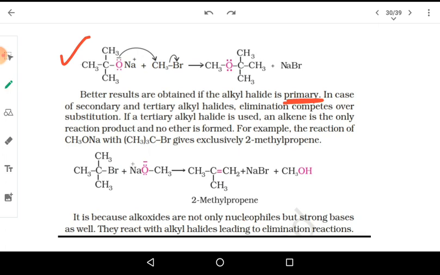Better results are obtained if the alkyl halide is primary. This is important. If we have a primary alkyl halide, then the result is better. But if we are having a tertiary alkyl halide, what is happening? Here what is happening is that the alkene is the reaction product formed.